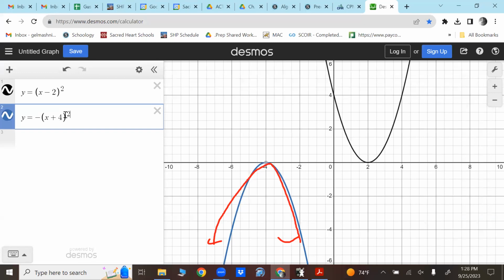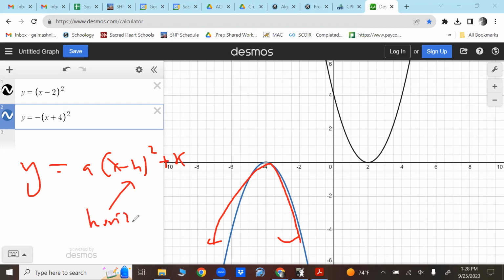Yeah, it's a bit counterintuitive when you change x. That means 4 to the left. That means 2 to the right. And the a value changes whether it goes up or down. So going back to this again, y equals a(x minus h) squared plus k. We now see that h affects the graph horizontally. That's a horizontal shift.